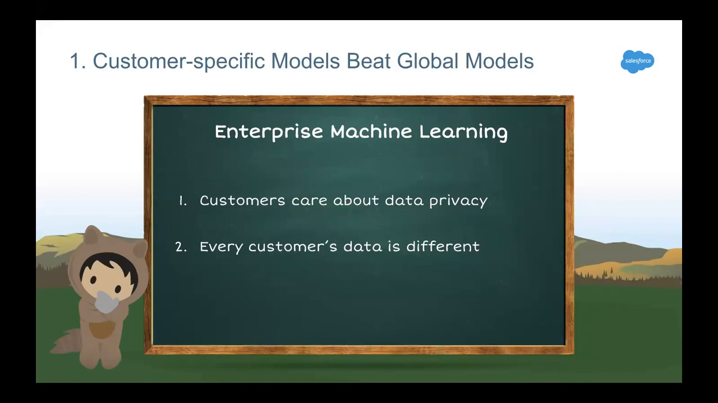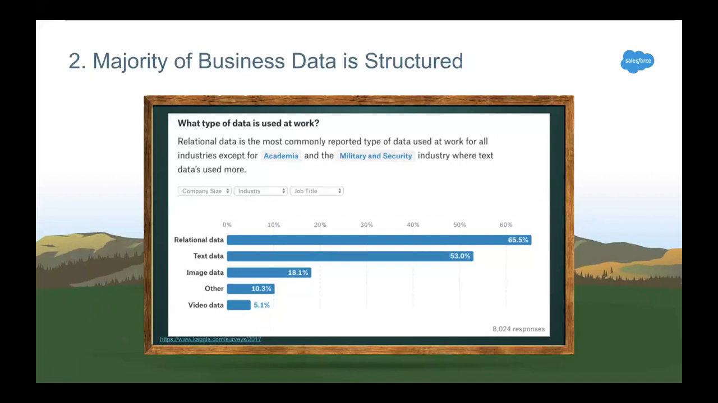And then essentially every customer's data is different, and you learn this very quickly once you start building machine learning as a platform capability, because the model that you get does not always perform well, or it might change depending on the business process that each customer has. The second point is that the majority of business data is structured.